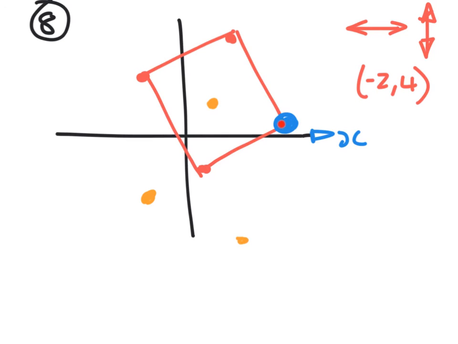And lastly, this point here is going to come down the way. It's going to become this point. And then if you join those 4 points up, you should get some sort of symmetry in your diagram. Okay, and that finishes the homework.